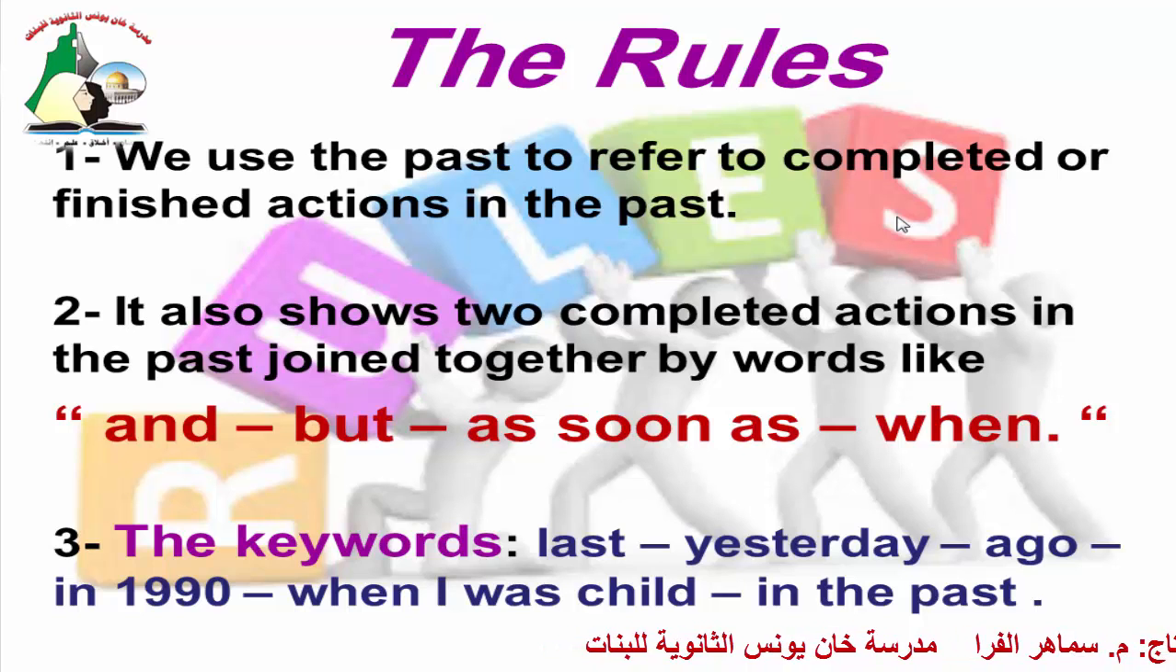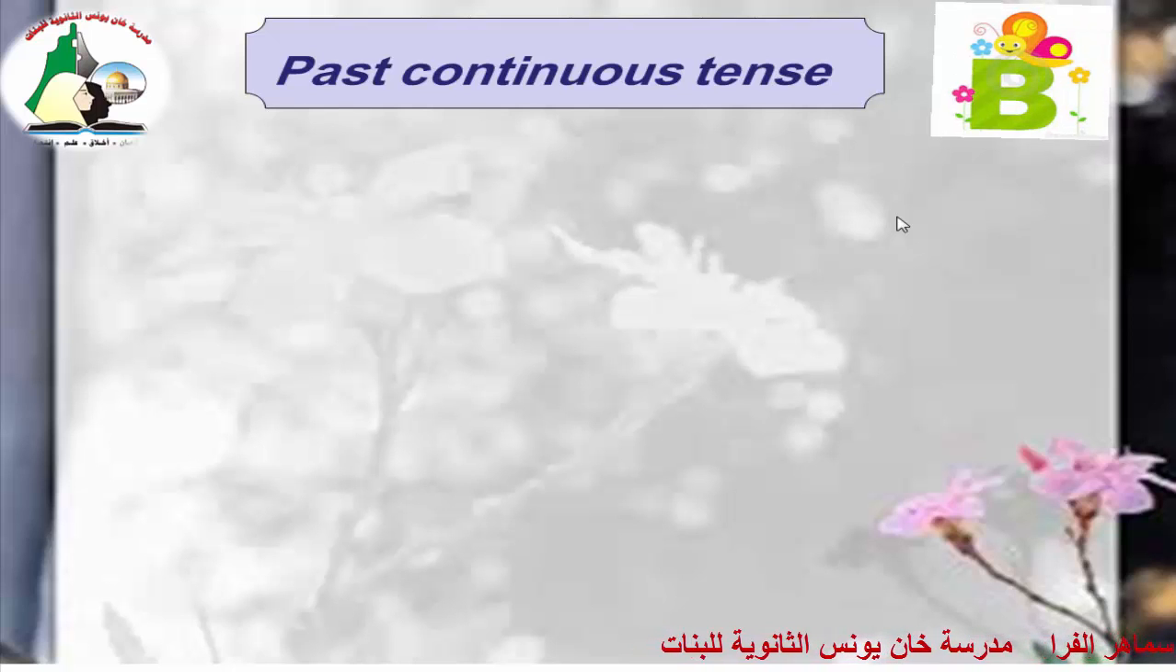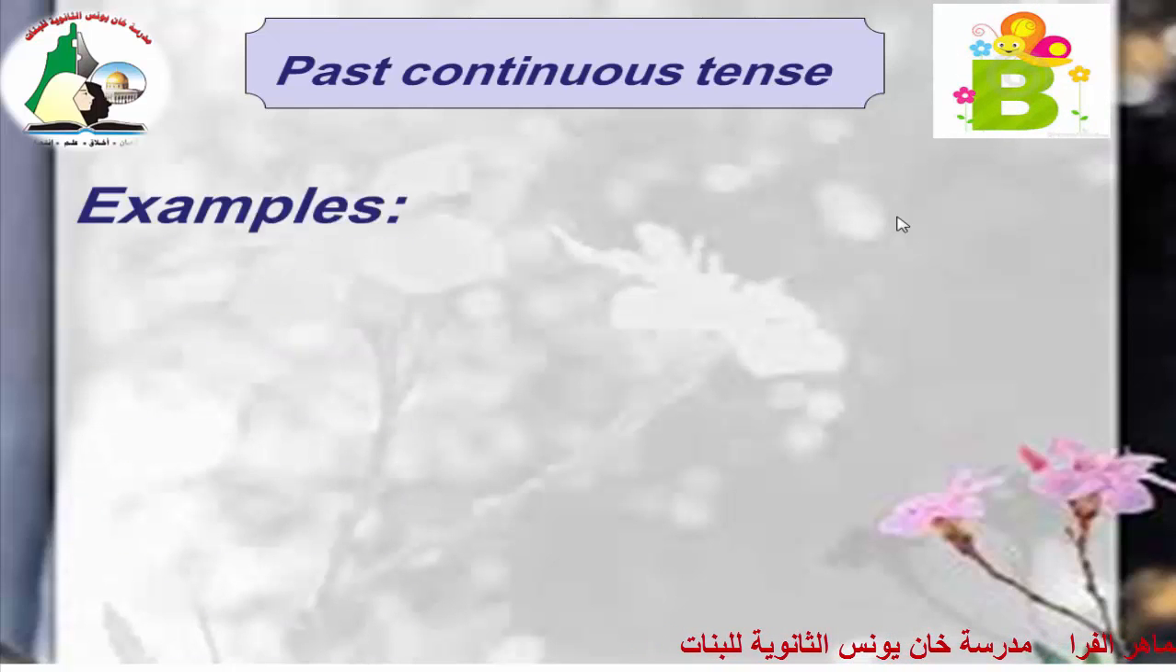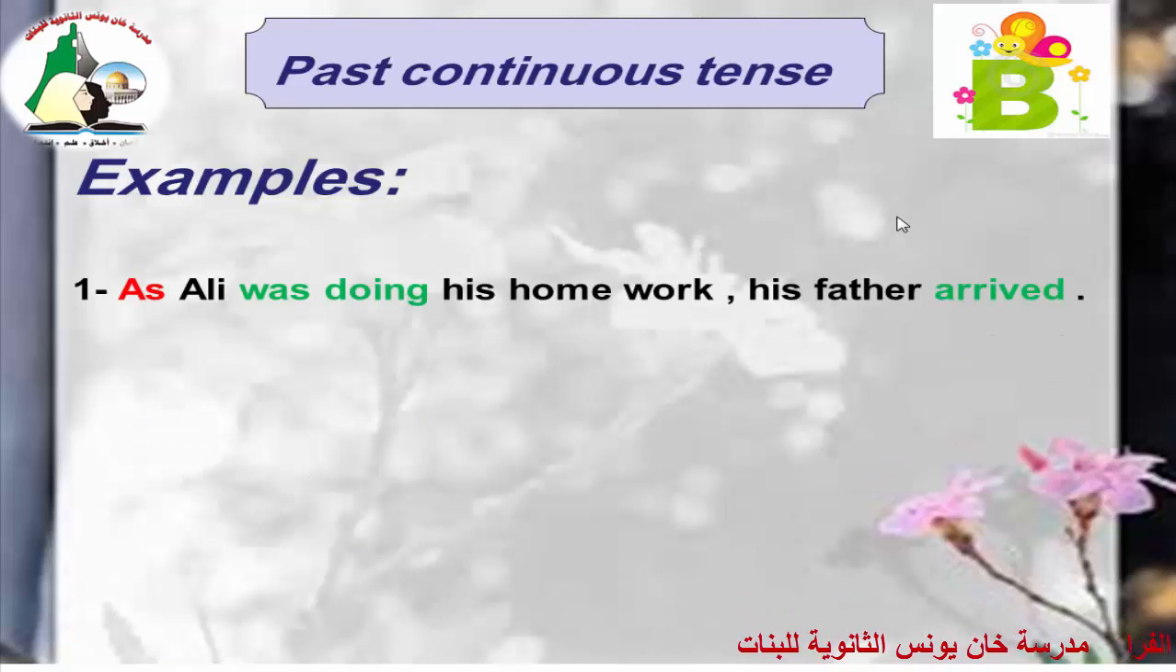Okay, now let us move to another tense. It is the past continuous tense. It is also past, but it is different from the past simple tense. Let us see this difference. Look at example 1. Number 1. As Ali was doing his homework, his father arrived. As Ali was doing his homework, his father arrived.